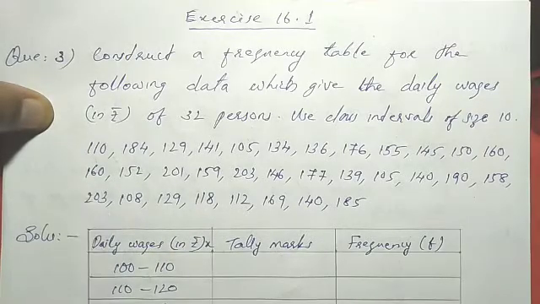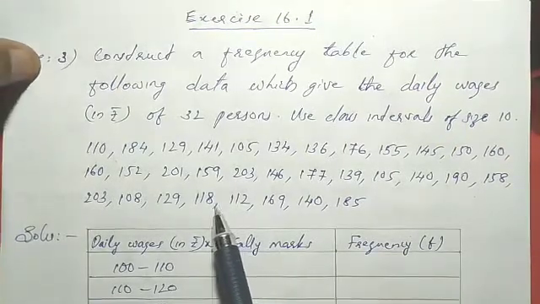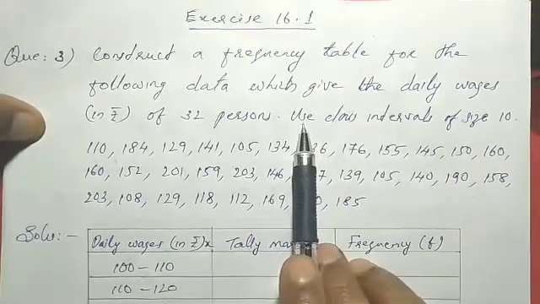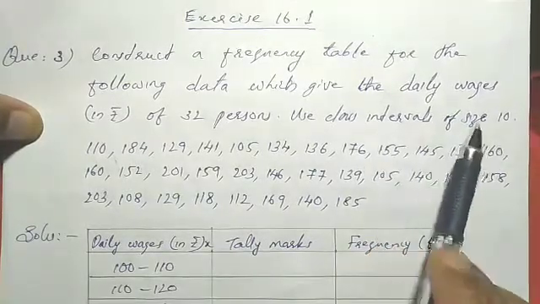So 110 to 203 it is difficult to write. So we are going to make a grouped frequency distribution table only. Question number 2 was an ungrouped frequency distribution table. This one is a grouped frequency distribution table. That is why they have given us class intervals of size 10.